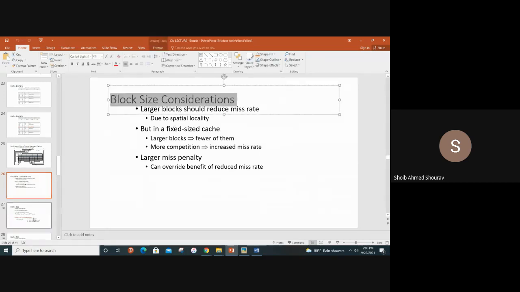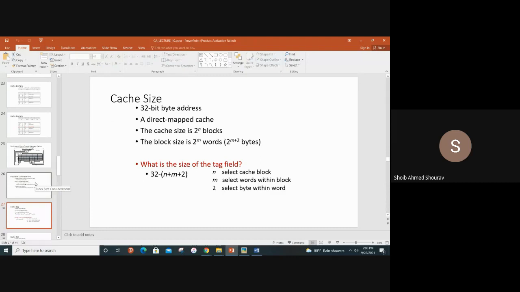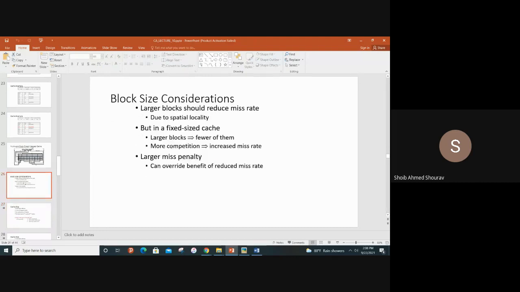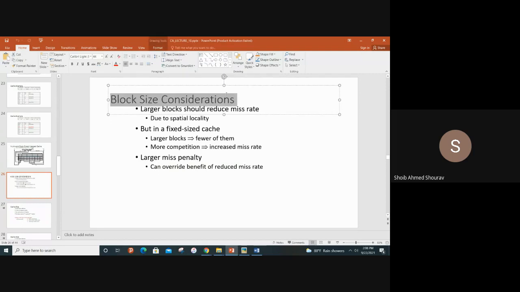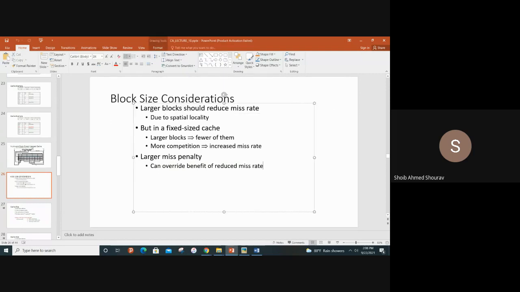I'm going to cover this slide, then show you some pictures to understand how everything works. First thing, block size considerations. Larger blocks should reduce miss rate. And what is miss rate? The amount of data or blocks missing in the cache. If the block size is larger, due to spatial locality, there will be more nearby information together that the processor can demand, and for that, the miss rate will be reduced.